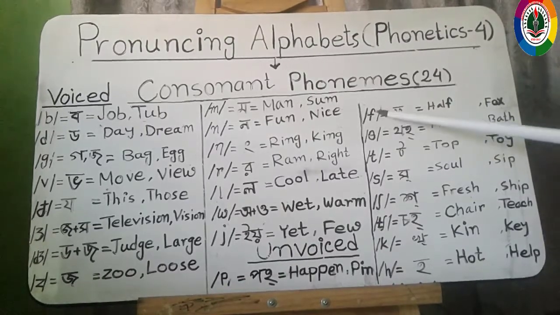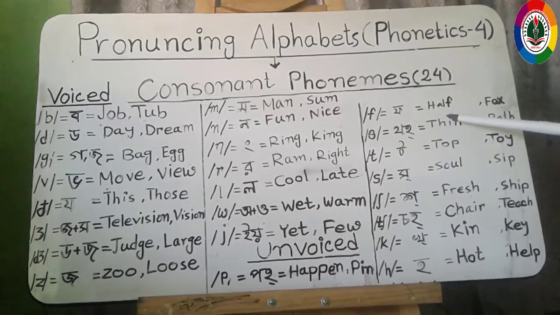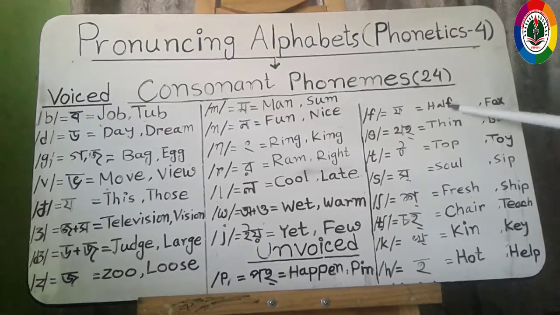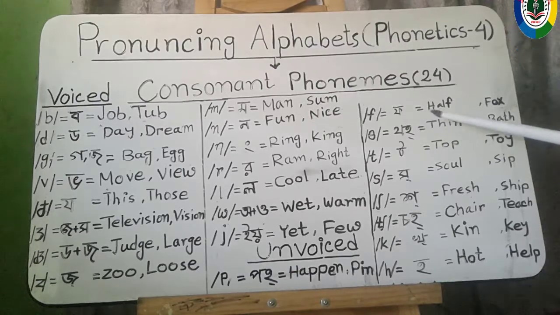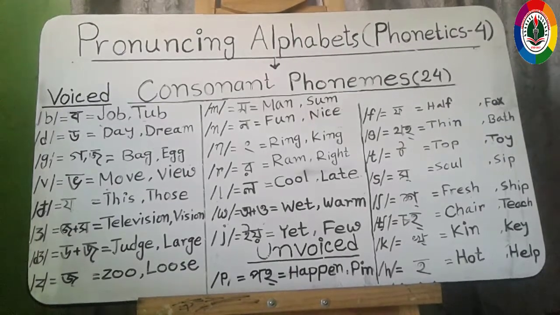Move to this sign. This sign is for the phoneme or sound f, f. And the examples are like half, fox. While you alter half and fox, there comes a phoneme or sound like f in our mouth. And while you alter half and fox, in these two places, our vocal cord doesn't get vibrated at all.